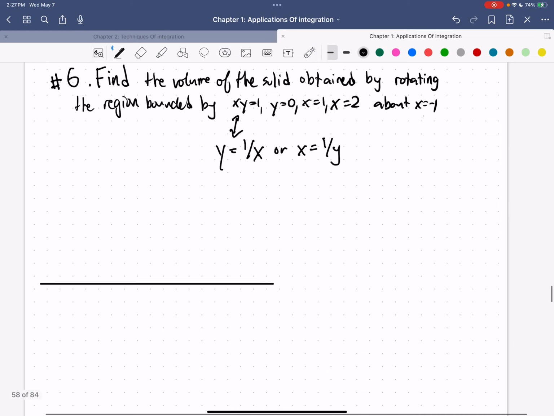Okay, so here we're trying to find the volume of the solid obtained by rotating the region bounded by xy equals 1, y equals 0, x equals 1, and x equals 2, about x equals -1.